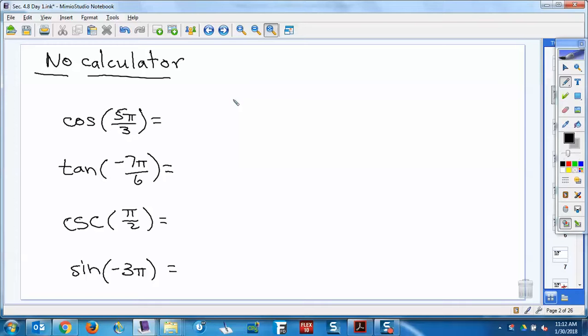And I'll show you one where you would in a minute. But these would be no calculator. So on Thursday, there could be a section where I ask you this on the no calculator part. So try those.